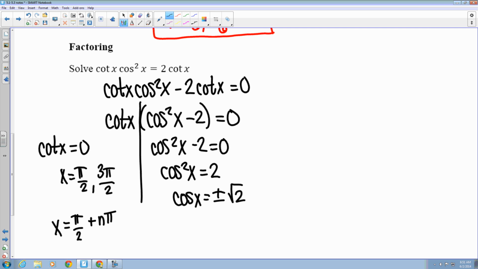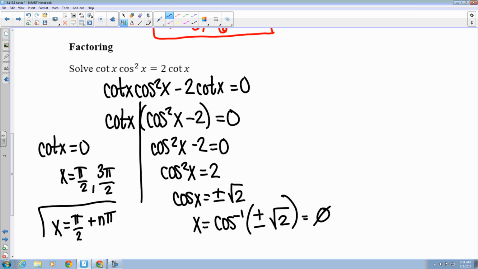Alright, so I have plus or minus the square root of 2 for cosine. So that doesn't ever happen on the unit circle, but that doesn't mean that it doesn't exist. It could just not be one of the angles that we're familiar with. So what you want to do then, if it's not on the unit circle, is just take the inverse cosine of either plus or minus the square root of 2. And when you do that on a calculator in radian mode, it'll tell you domain error or that it's upset with you. That means that that doesn't exist. So the only answers to this would be our left side, the pi over 2 plus n pi.